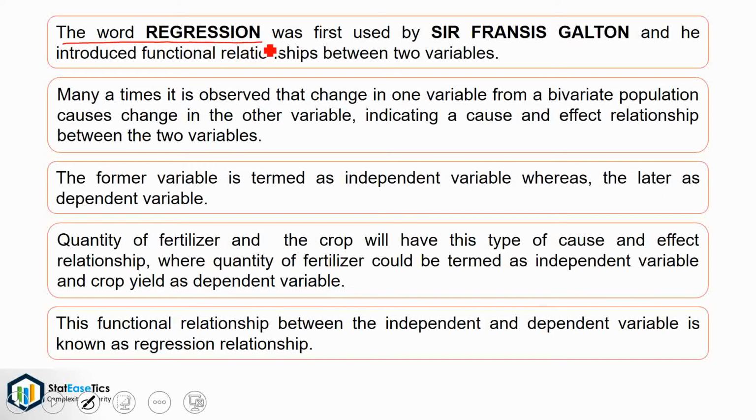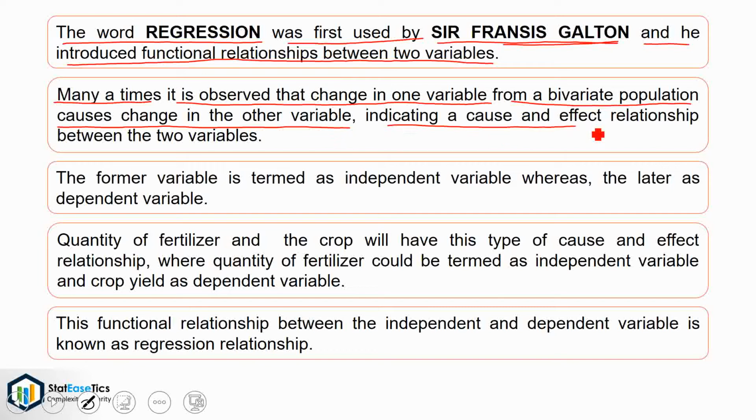The word regression was first used by Sir Francis Galton, and he introduced functional relationships between two variables. Many a times it is observed that change in one variable from a bivariate population causes change in the other variable, indicating a cause and effect relationship between the two variables. Here, the former variable is termed as independent variable, whereas the latter as dependent variable.